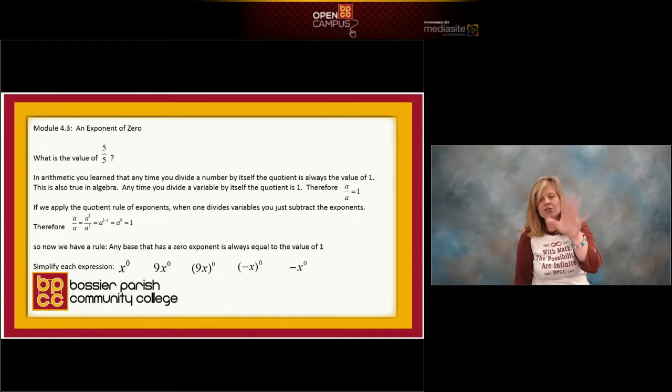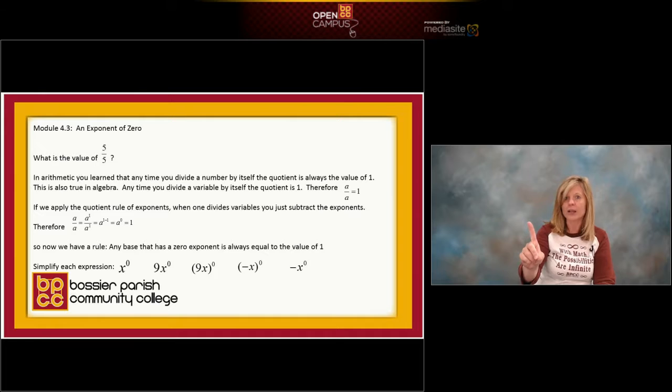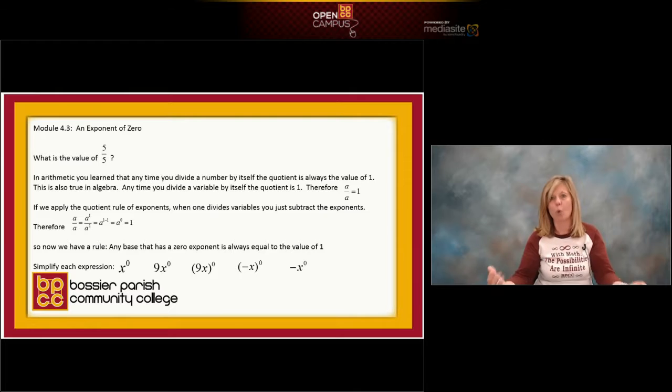Well, if I had $5 and I divided it into 5 groups, everybody would get $1. So we all know 5 divided by 5 is 1, which means anytime you divide a number by itself, your quotient's always 1. Well, if that's true in arithmetic, it's also true in algebra. So if dividing the same number makes a value of 1, then dividing the same letter variable also makes a value of 1. So if I say what's a divided by a, we know the answer is going to be 1 because we're dividing the same exact letter. If I say x divided by x, my answer is 1.